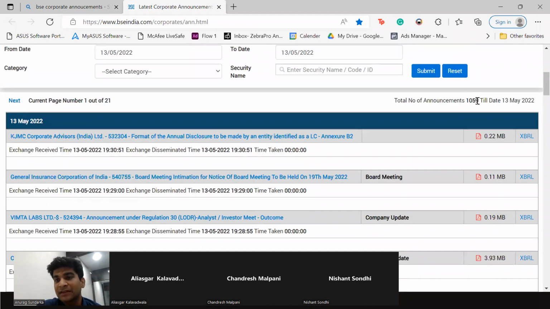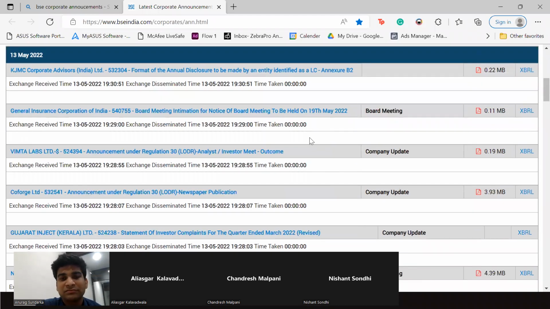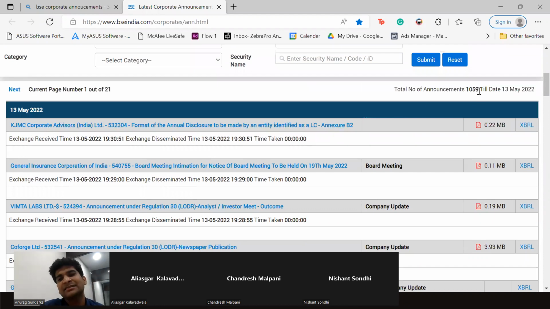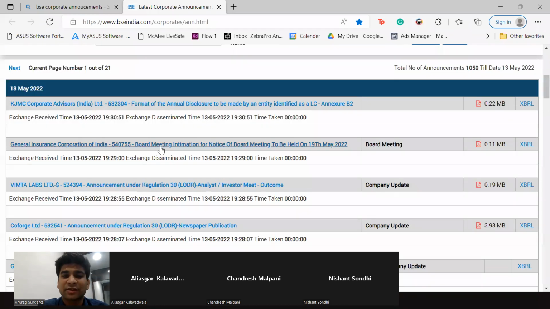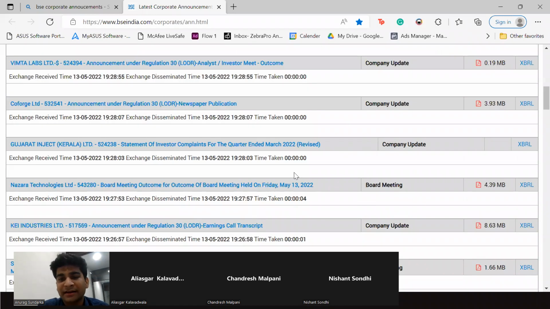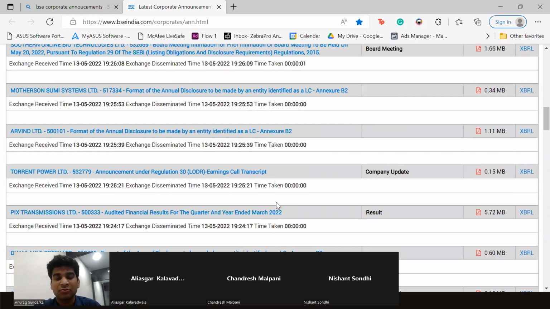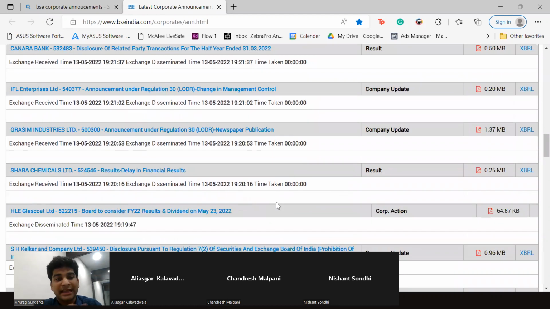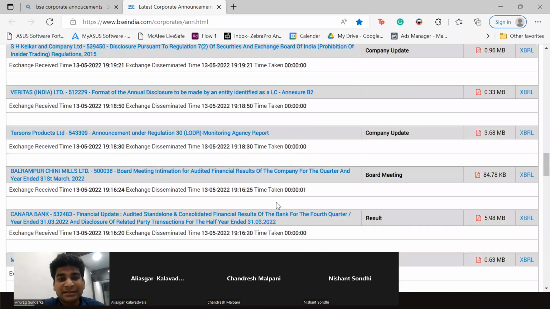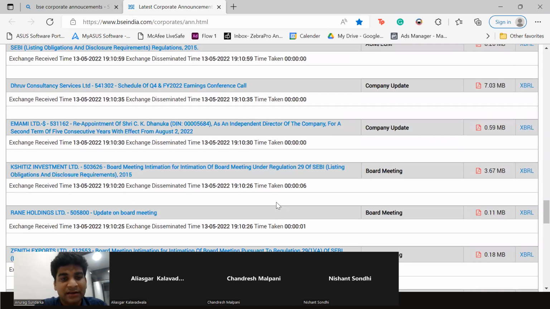Today there are 1,059 announcements. Out of these, roughly 950 will be noise. There'll be regulatory announcements, like the board met and did this. But about 80 or 100 announcements will be such where the company has, let's say, entered a new market, changed management, or taken over another company. So let's see if we get something here. I can't see anything so far.